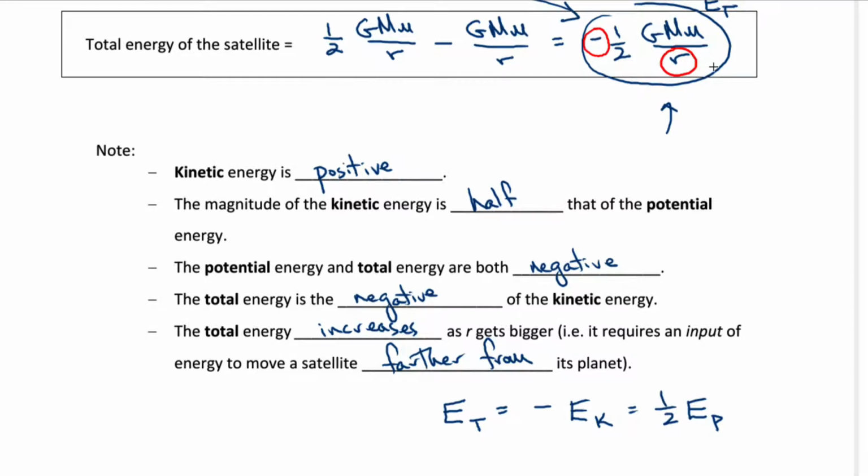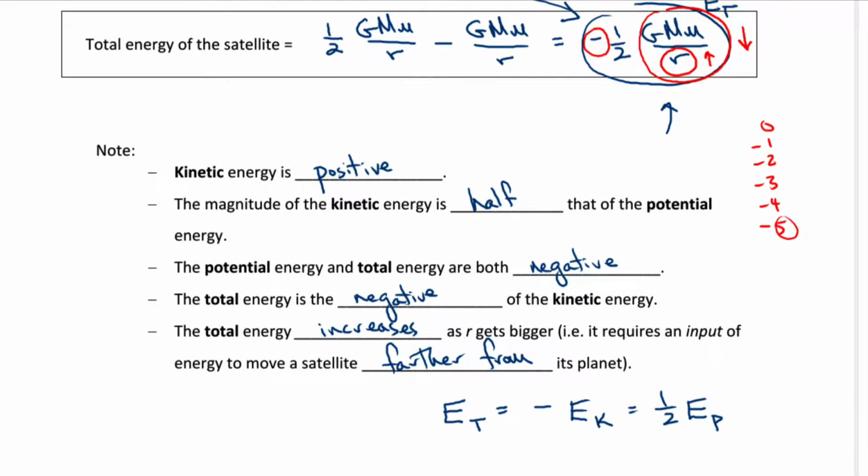So here, as the r in the denominator gets bigger, the entire quotient, G M m over r, is going to go down. Now, if you have a decreasing absolute value of a number over here, that's what the half times this gives us, and you have a negative out front, then a decreasing negative number is one that's getting closer to 0. For example, -5, -4, -3, -2, -1, 0.